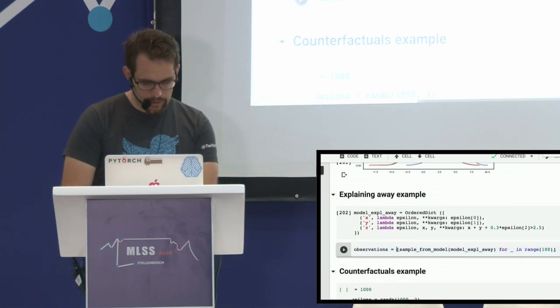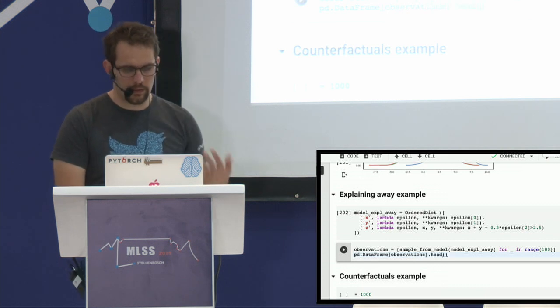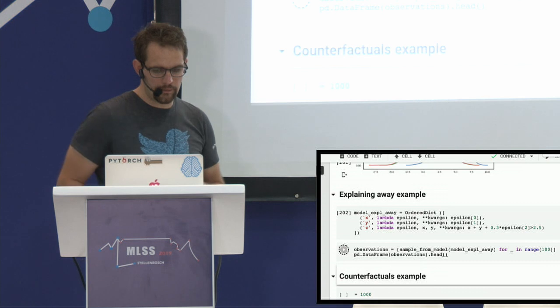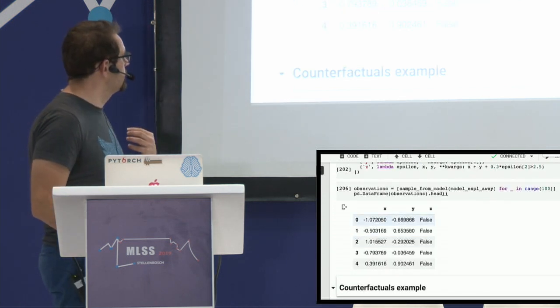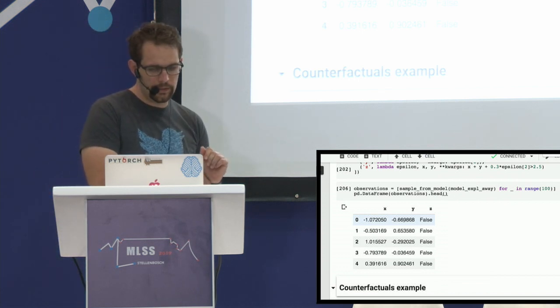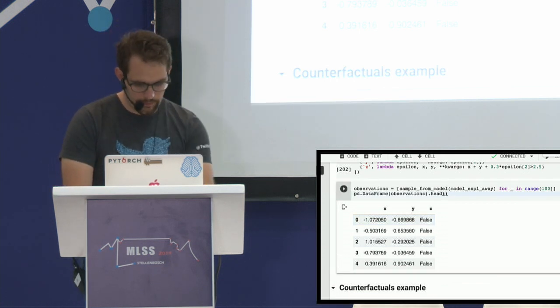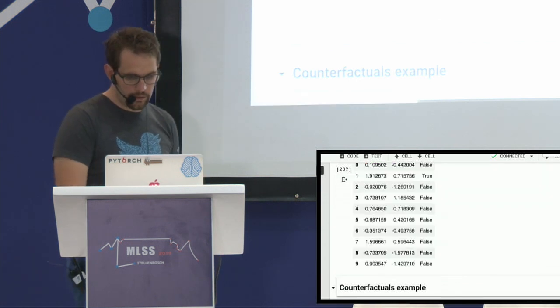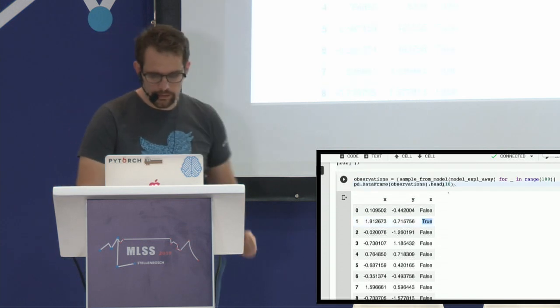So this is observations, and then I can say pd.DataFrame observations.head, which is just going to show me the first few examples from this data. So we can see that x and y are continuous random variables, and they are actually the epsilons, so they are normally distributed. And then z can be either false or true. If I ask for more examples, maybe I'm going to see a true example. Oh, this guy, yes. There's one true example in this.